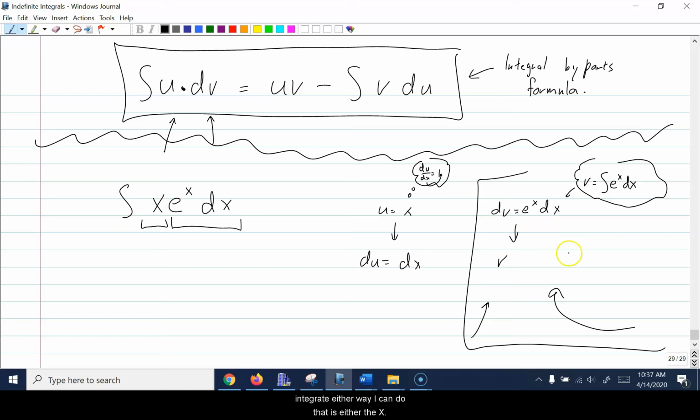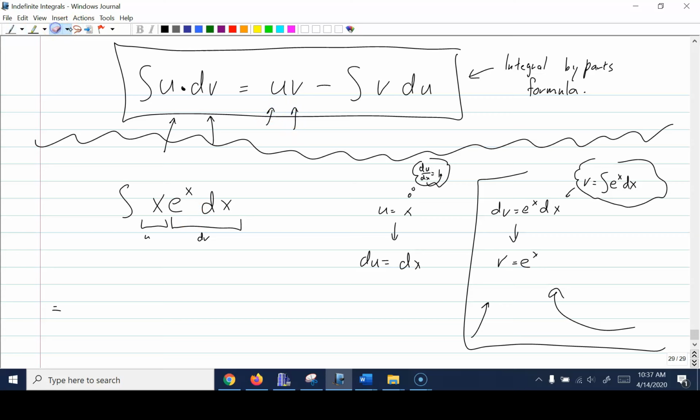I want to integrate e to the x. Hey, I can do that. The integral of e to the x is e to the x. Boom. Now I use the parts formula. This was u, this was dv. The integral of u dv equals u times v.